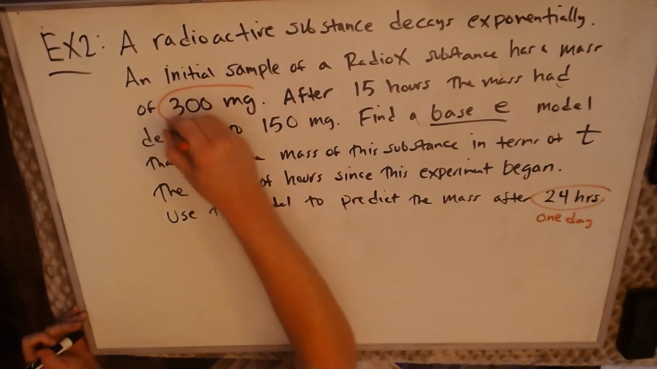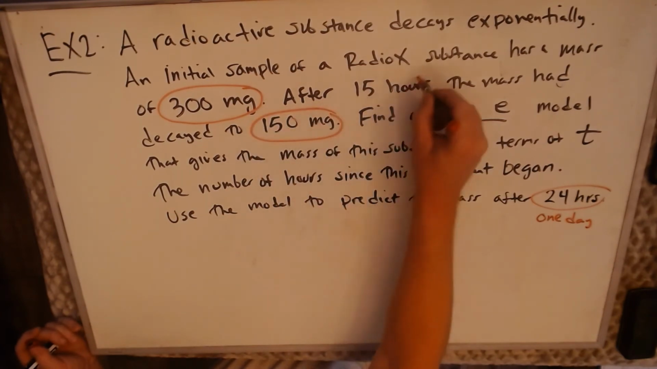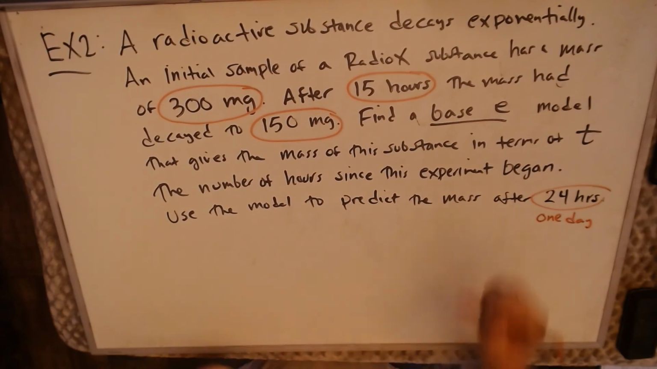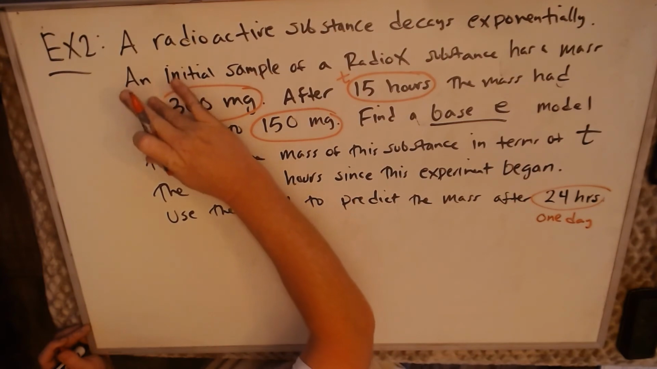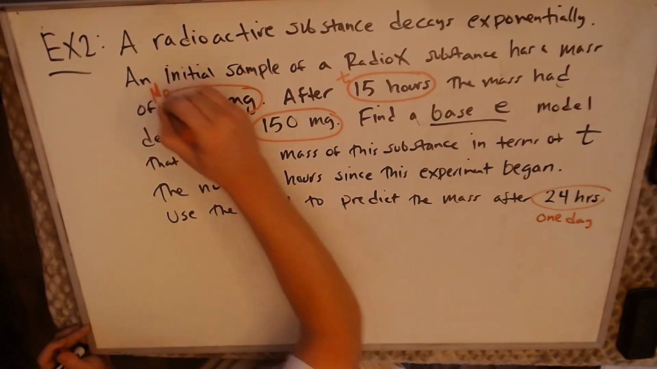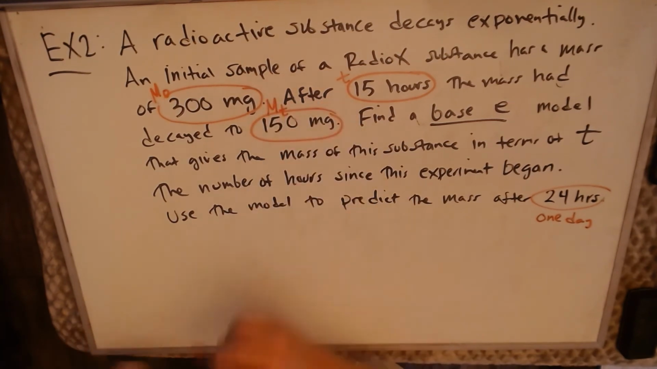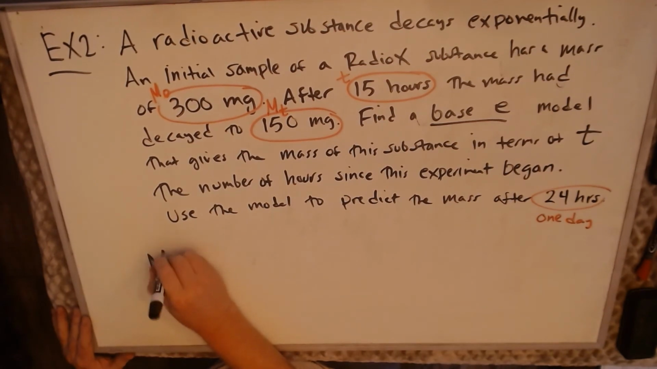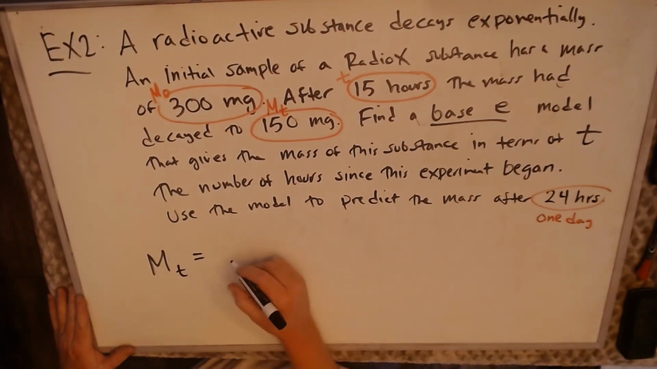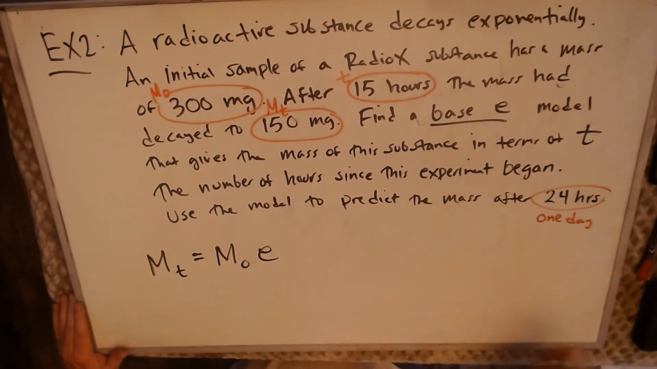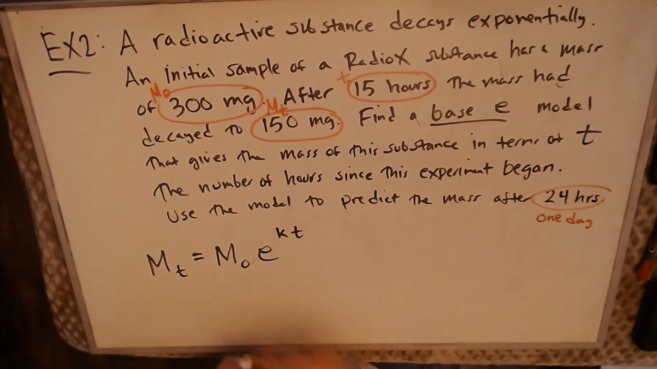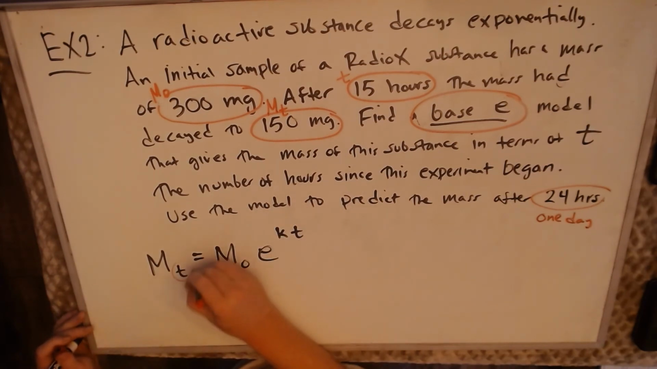So, starting with 300, after 15 hours, we have t is 15. Our initial amount we'll call A, and then actually let's call our initial amount M0, and then we'll call this MT. So we have, and we're using base E. This subscript notation will be useful.